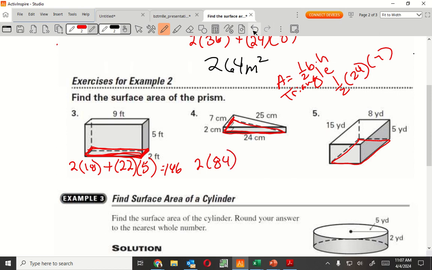Because it is a triangle, it has a slightly different formula. It's not just base times height. It's 1 half base times height. Plus.